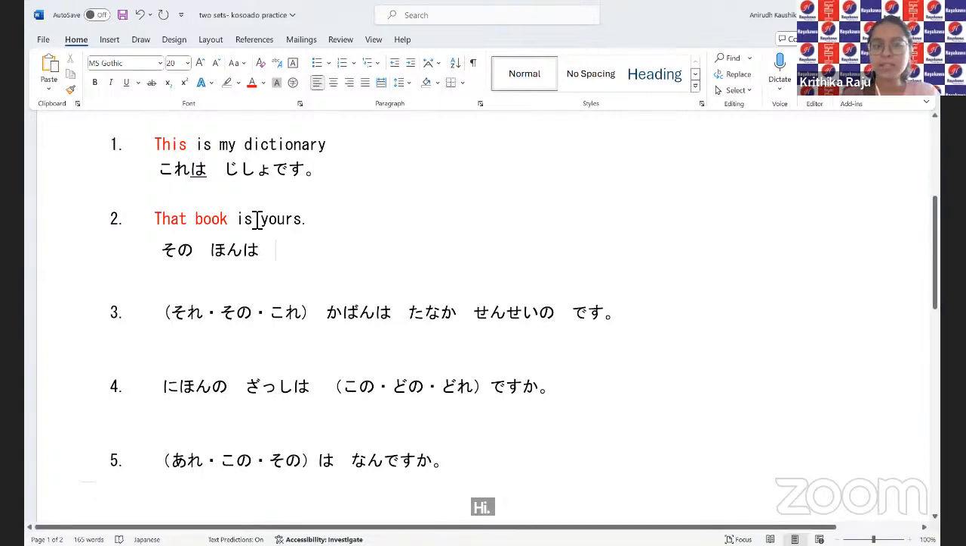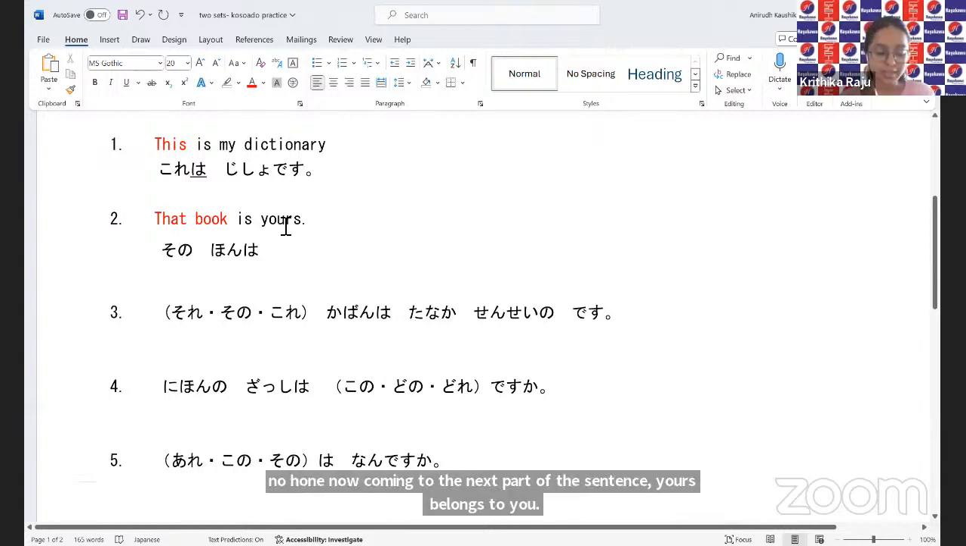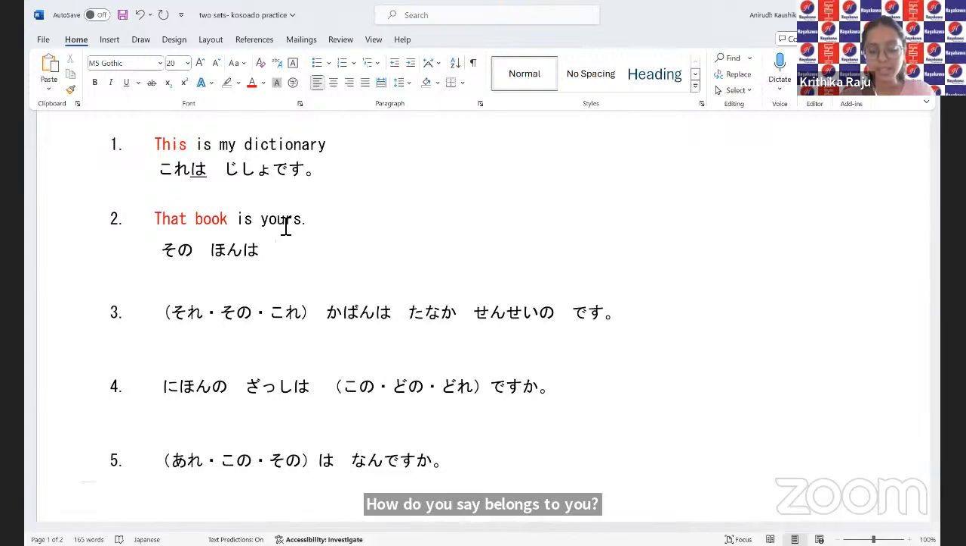Now, coming to the next part of the sentence, yours, belongs to you. How do you say belongs to you? Anata no. Correct. Anata is the word. In this sentence, anata is not the topic, right? So you won't say anata wa. Only if anata is the topic will you say anata wa. Otherwise, anata is the word. And belongs to you will be anata no. You becomes yours. Anata no desu.